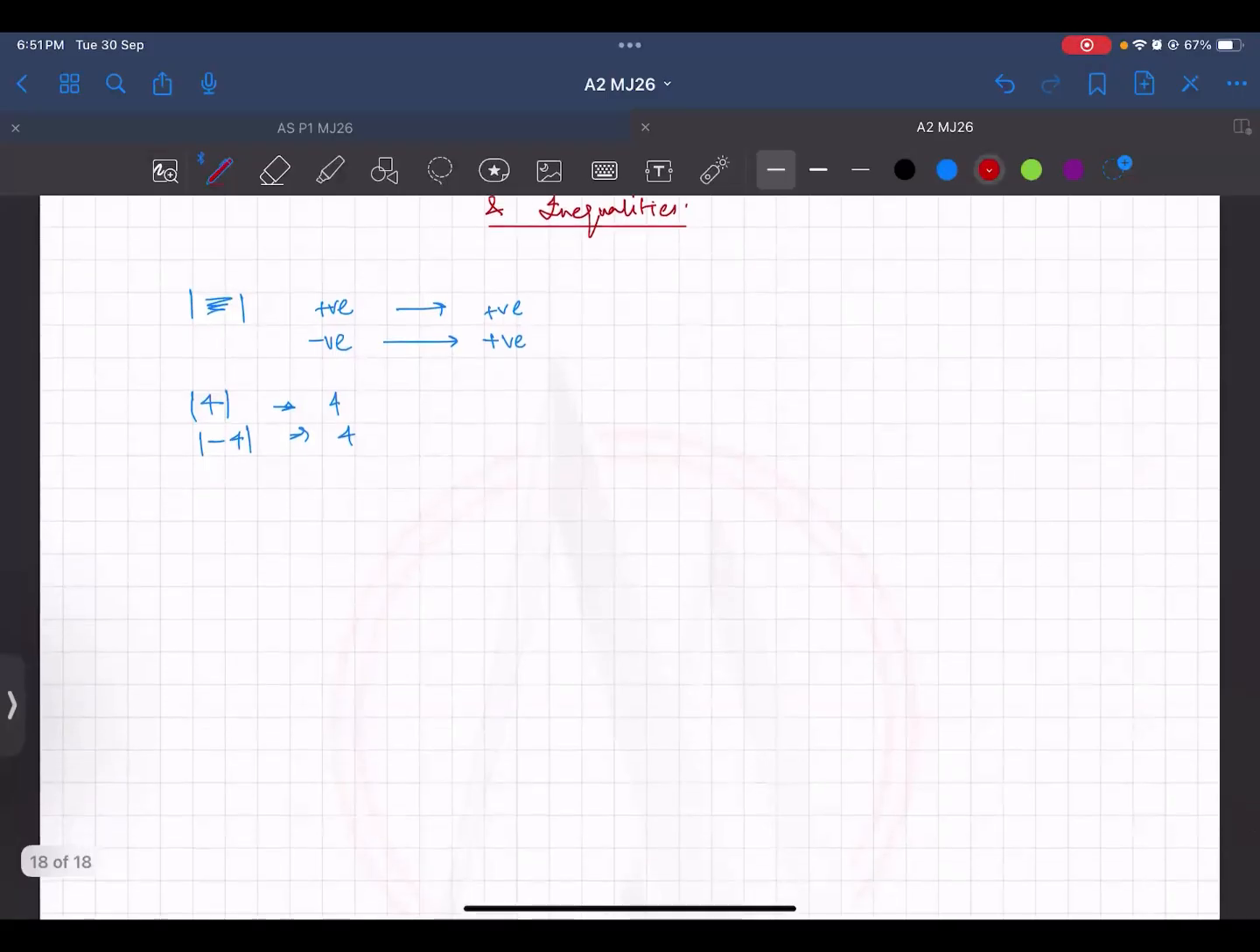So now if you have a modulus equation, solve the following. For example, |x - 4| = -x, something like this. They are asking you to solve this. So how do you do this?